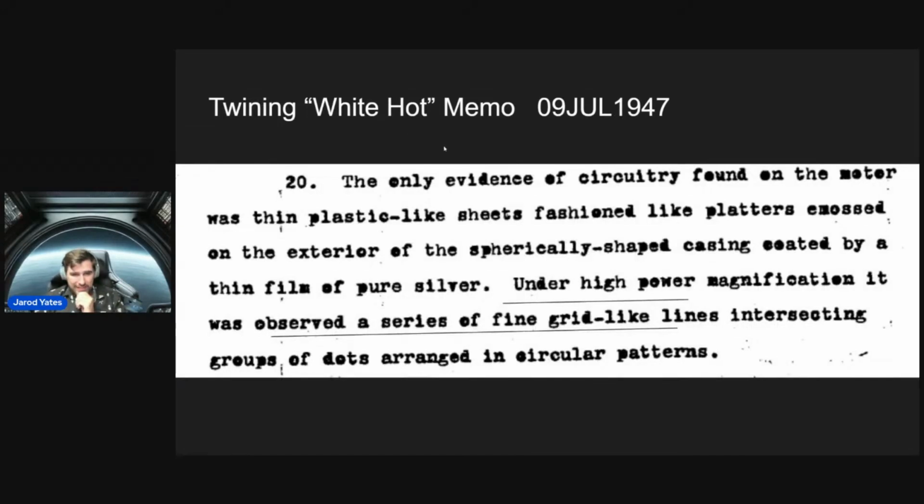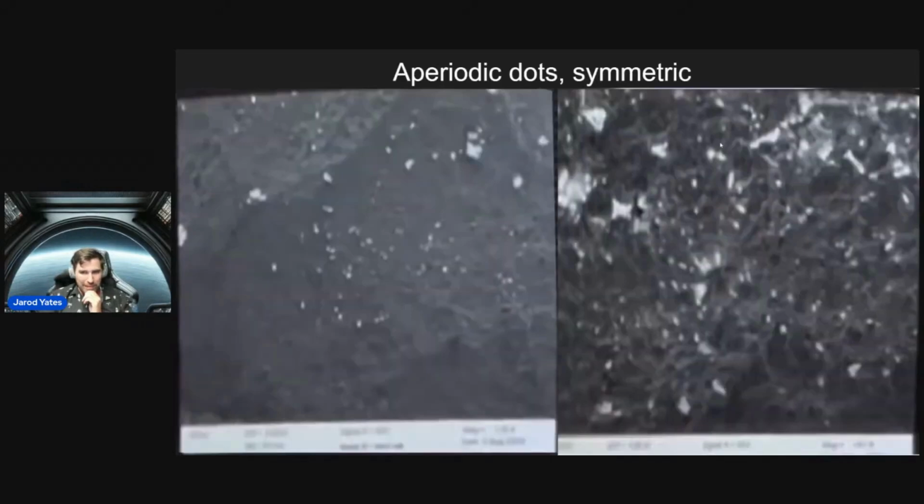Here's another part of that same memo that is really important. Focus on this. They said that when they looked at it under a really strong microscope, they saw a series of fine grid-like lines intersecting groups of dots that are arranged in circular patterns. Well, guess what, folks? Blammo! We got a circle here. We got these straight lines coming off that circle. We got a semi-regular arrangement, circles of these zinc-lead dots coming out of this area. Over on this side, we got these straight lines of those little zinc-lead dots coming from an area.